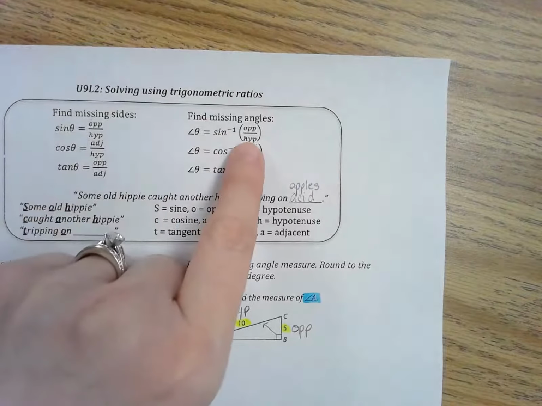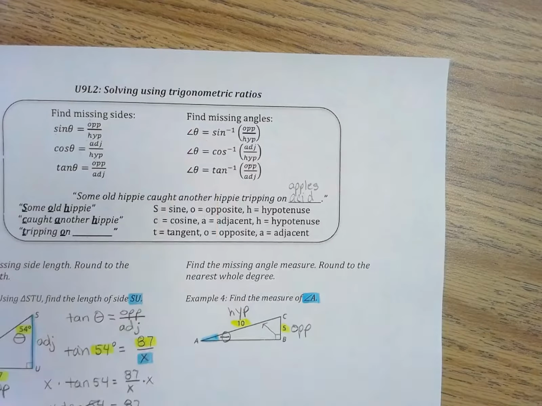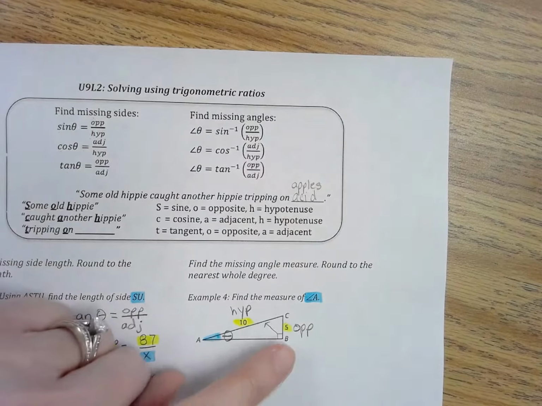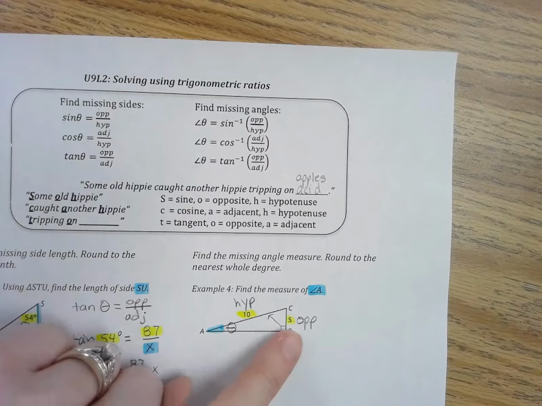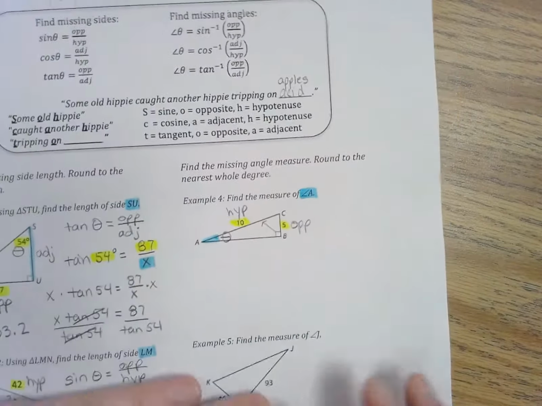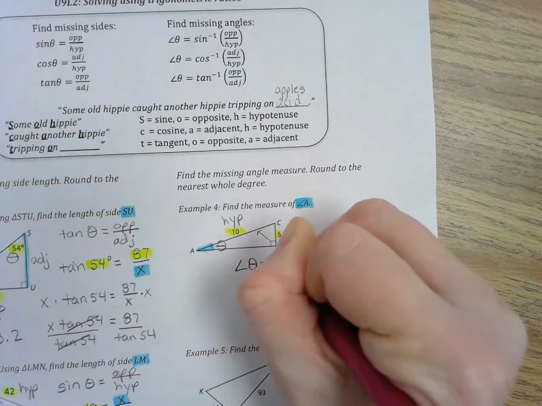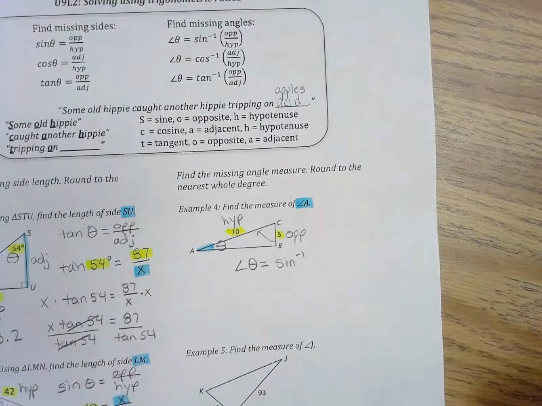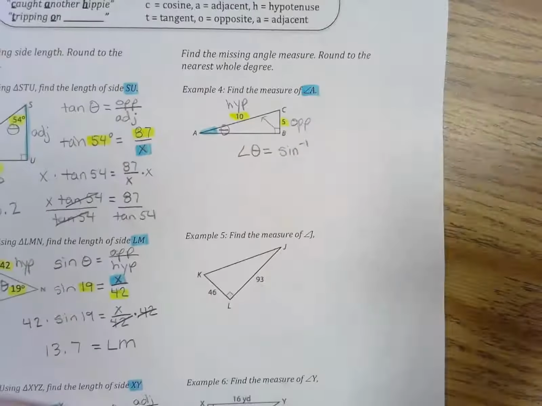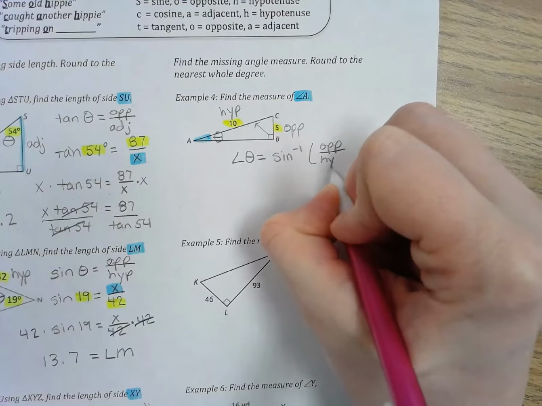The ratios work the same as sine, cosine, and tangent, but this time we're going to set it up as an inverse because we're solving for the angle. So SOH CAH TOA: because we have opposite and hypotenuse, that is sine. So our theta angle is going to equal inverse sine, so sine to the -1 of opposite over hypotenuse.